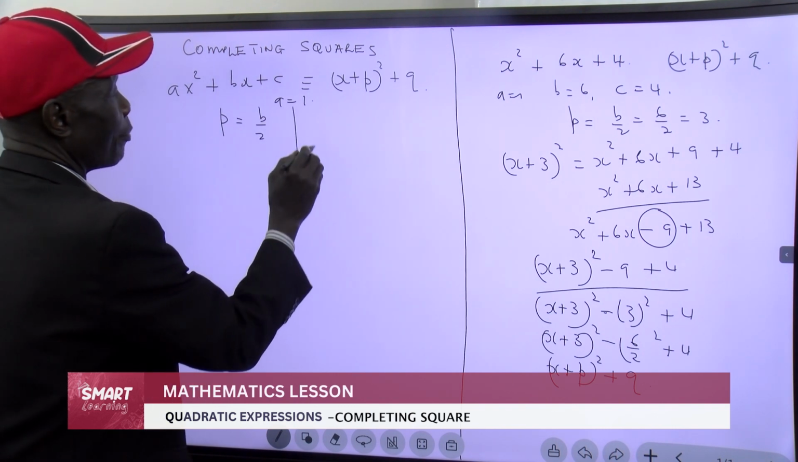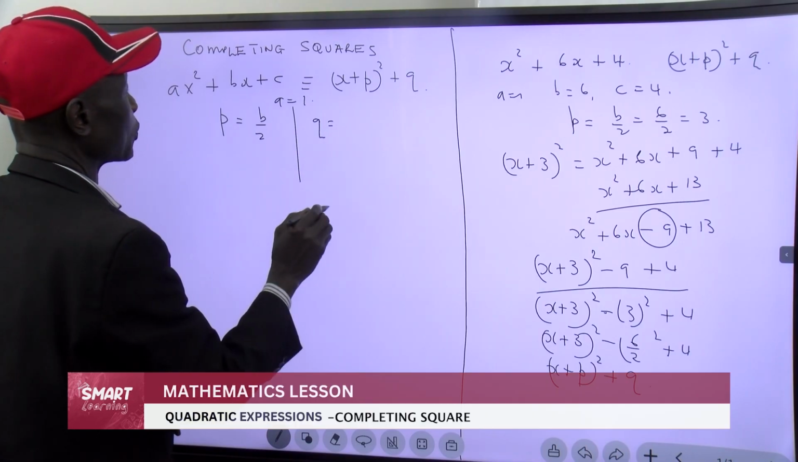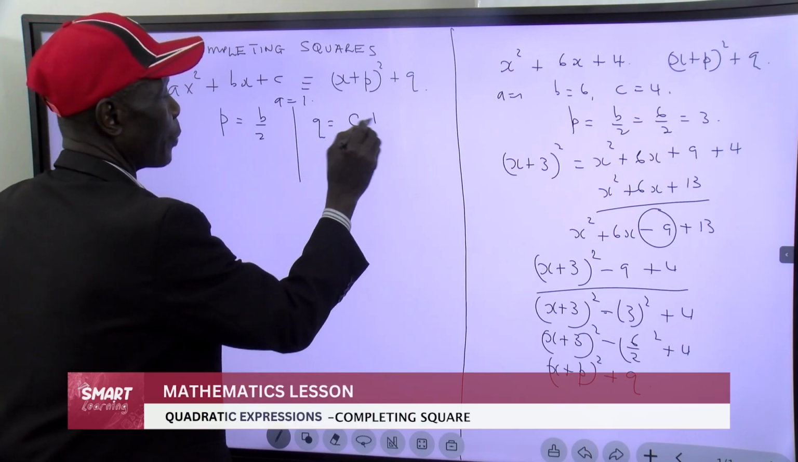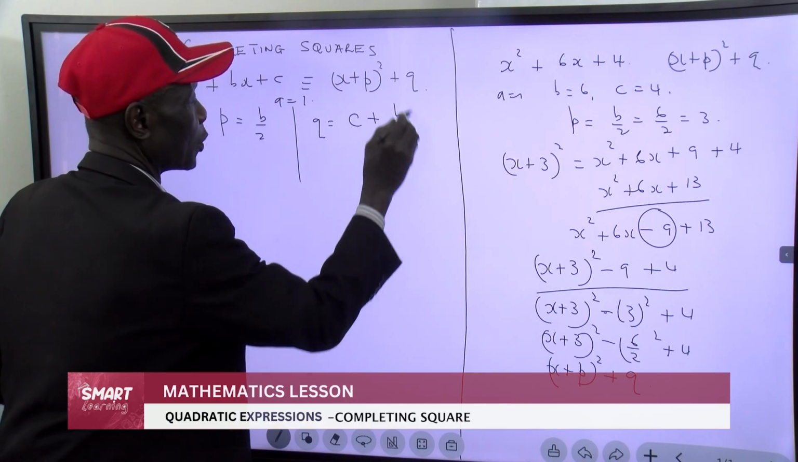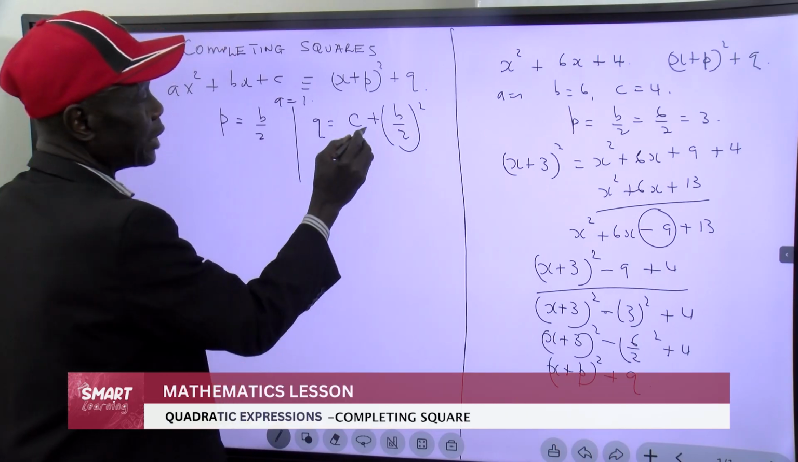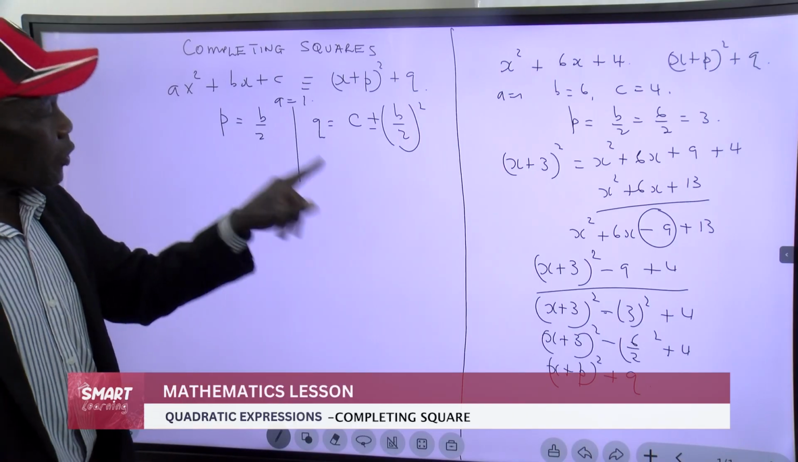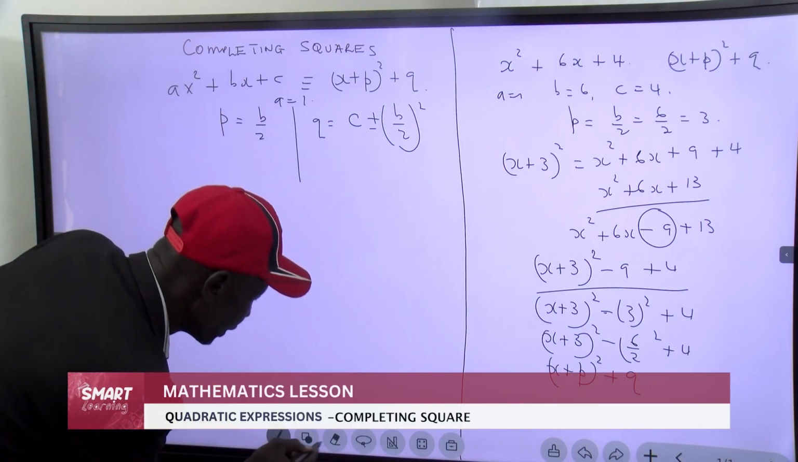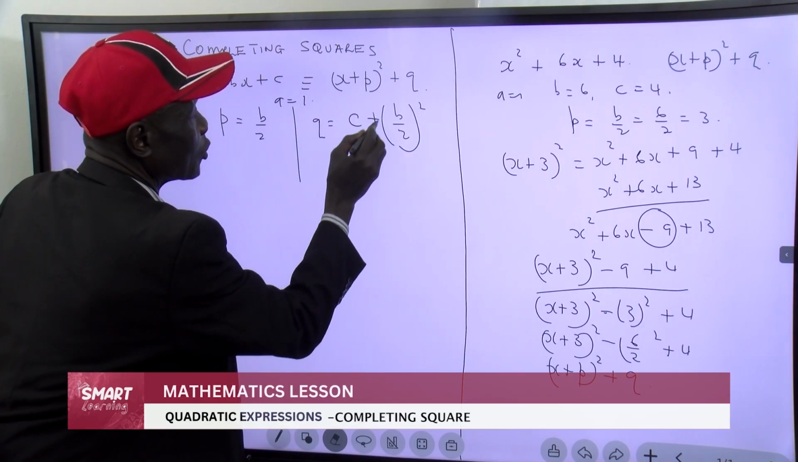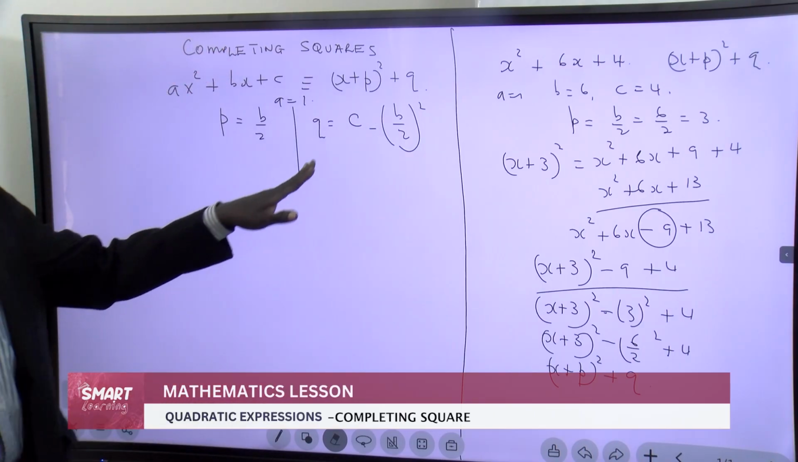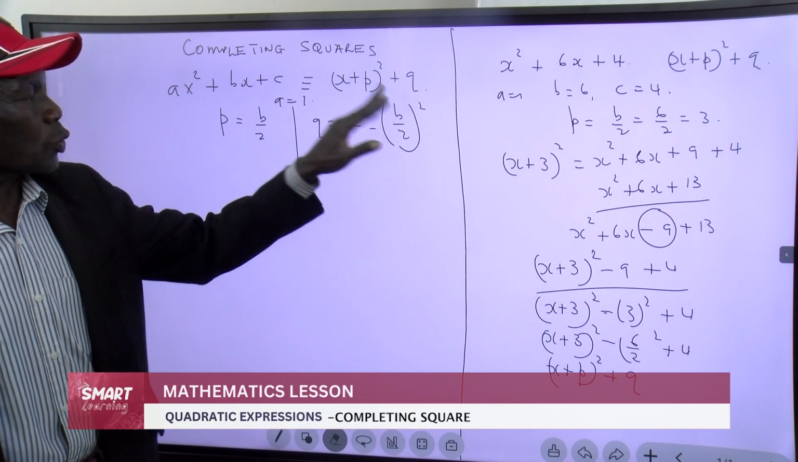And then my q is going to be equal to c plus b over 2 squared. But this one is going to be plus or negative, and in most cases we have to subtract. So I'll remove the positive. So we have to subtract our b over 2 squared.